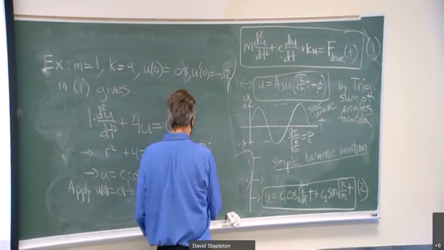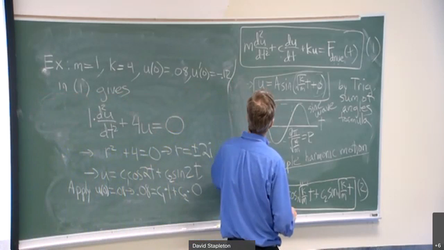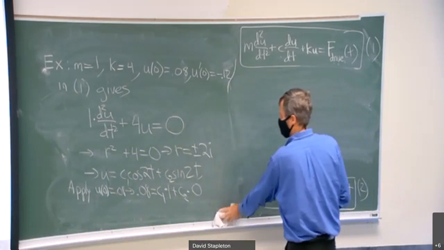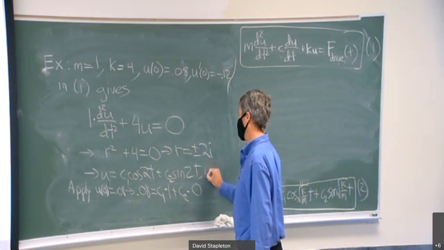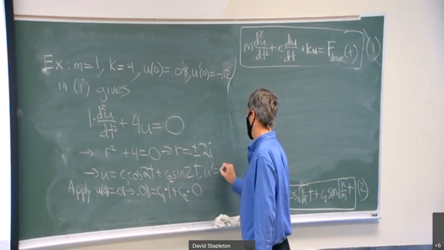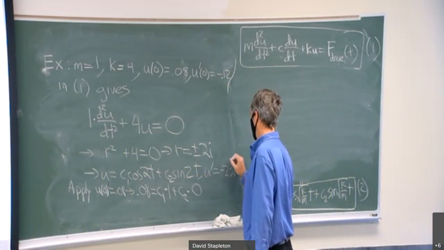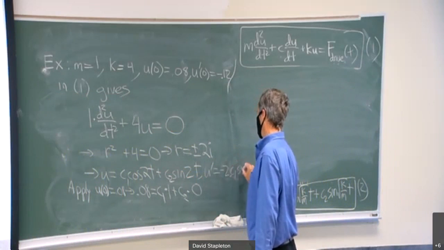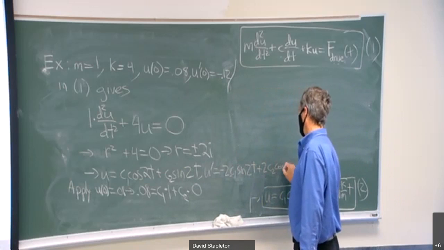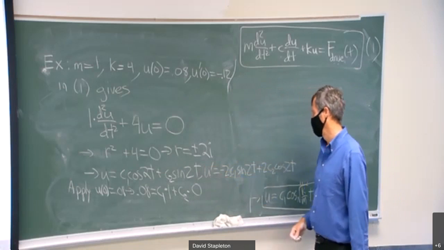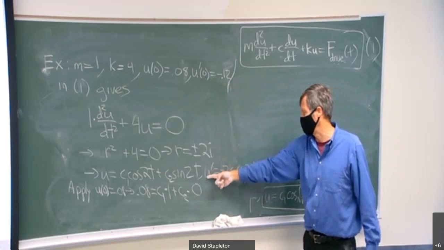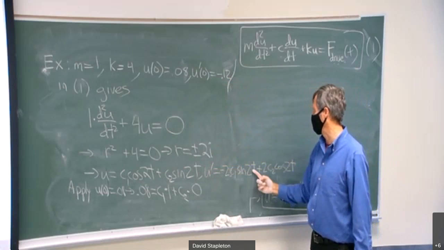Then I also need to plug in the derivative. I should have erased that. The derivative, u prime, looks like minus 2C1, applying the chain rule, sine 2t, plus 2C2 cosine 2t. I'm taking the derivative of this one. And then I put u prime of 0 equals minus 0.12. So I put minus 0.12 over here and put in 0 for t.